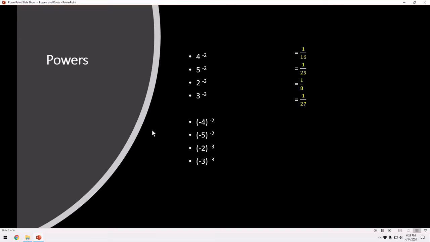For example, for the first number right here, I have negative 4 elevated to the negative second power. That will be equal to 1 over 16. We put 1 over 16 because the exponent is negative. The base is negative, but because the exponent is an even number, our result is going to be positive.